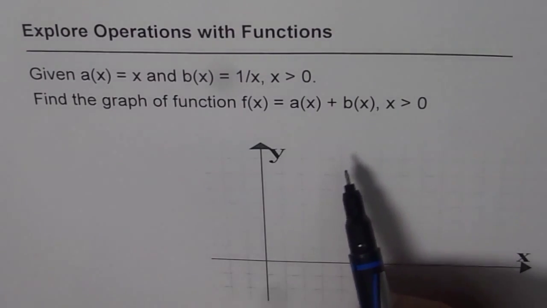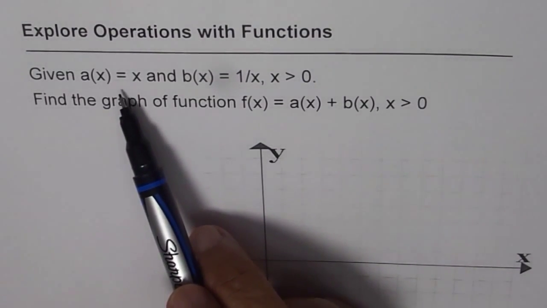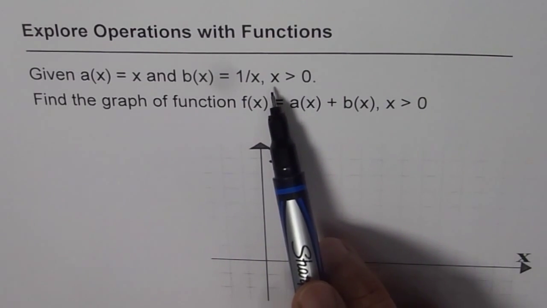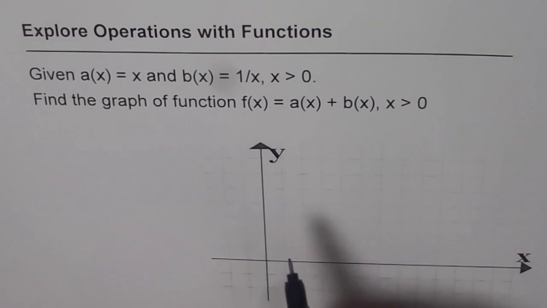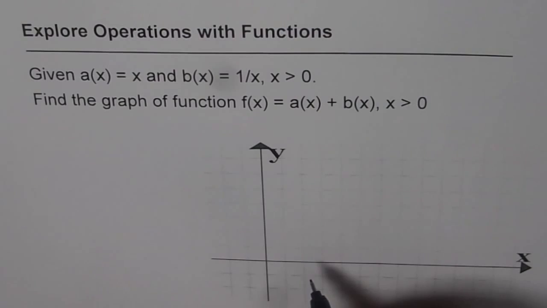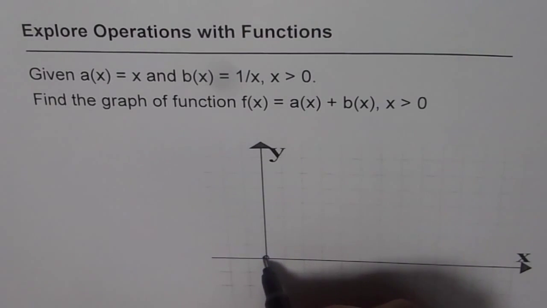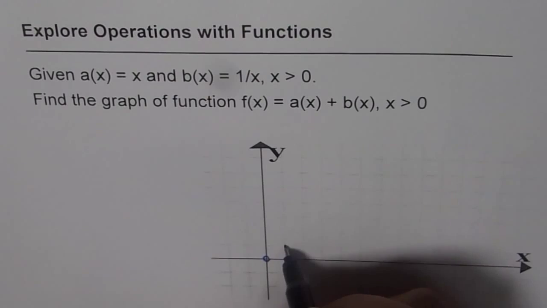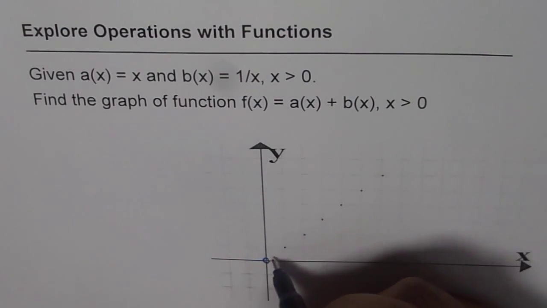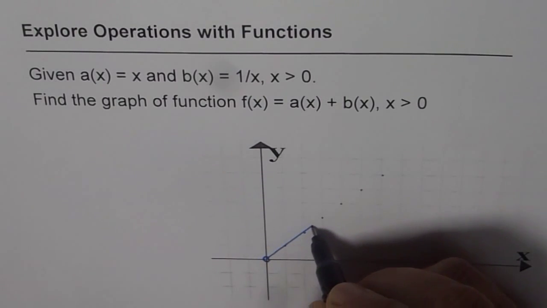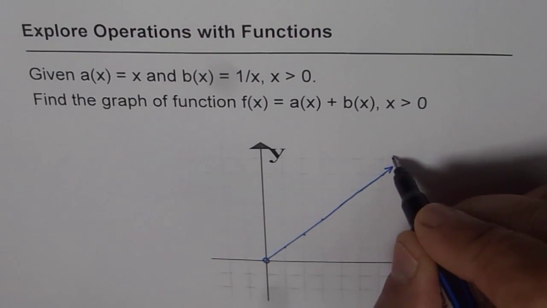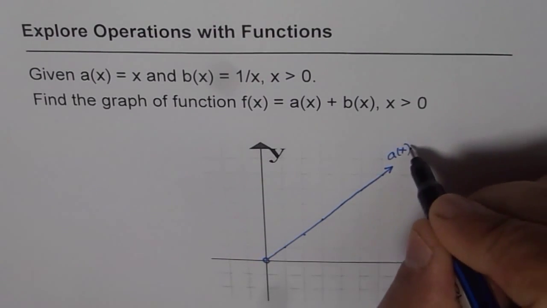Let's first sketch the function a of x equals x, and for both these functions we are considering domain of x greater than 0. So a of x equals x means that's a straight line, right? And it is greater than 0, so we have a hole here, but all these points lie on the function. Connecting these points, we get the function. So that is a of x for us, which is equal to x.